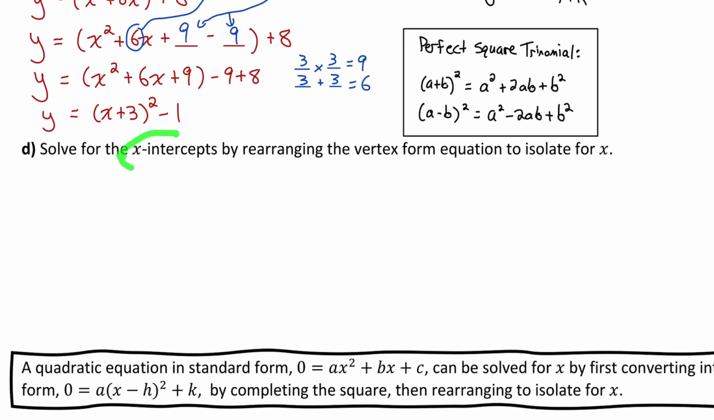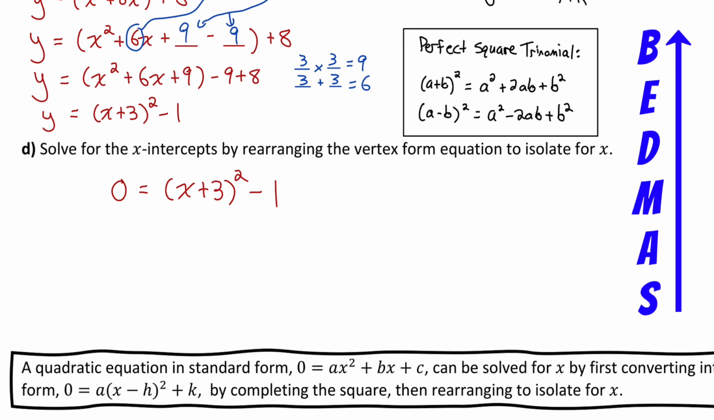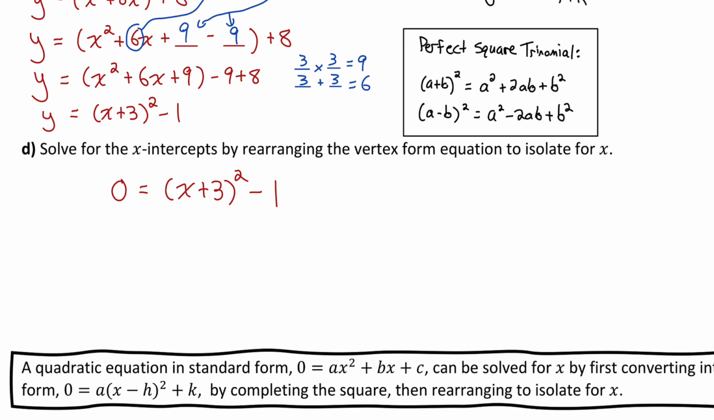So once again, if I want the x-intercepts, I know I can start by setting y equal to 0, and now I can just rearrange this to isolate x. And when rearranging an equation, I follow BEDMAS in reverse. Start with adding and subtracting. So I'll take this negative 1 to the other side by adding 1. And now I'll move this squared to the other side. The inverse of squaring is plus or minus square rooting. So plus or minus the square root of 1 is what x plus 3 would be equal to.